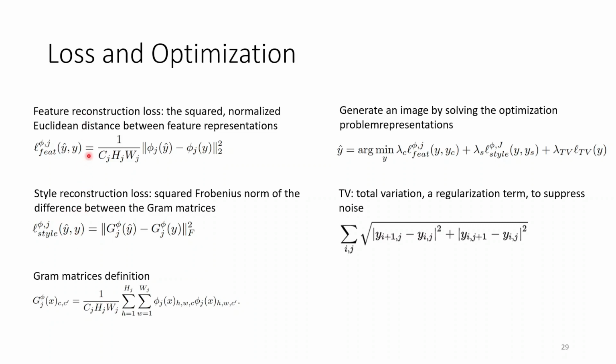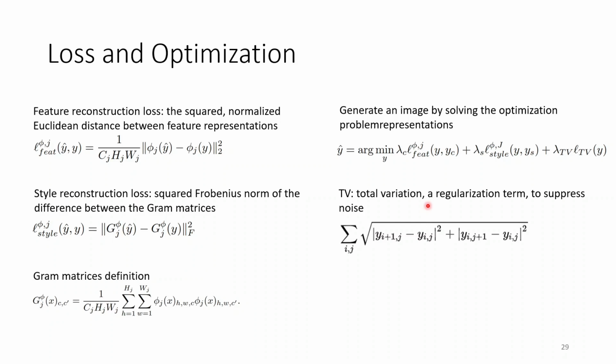Now they have the feature reconstruction loss and the style reconstruction loss. They put those losses in this optimization term. So this is the feature reconstruction loss with hyperparameter lambda c, the style reconstruction loss with another hyperparameter lambda s, and this is a regularization term. This regularization is named total variation. It means for two adjacent pixels, they hope their intensity won't change too much.